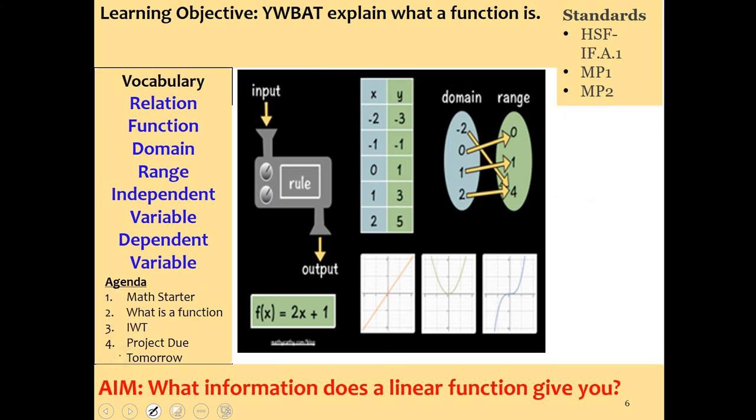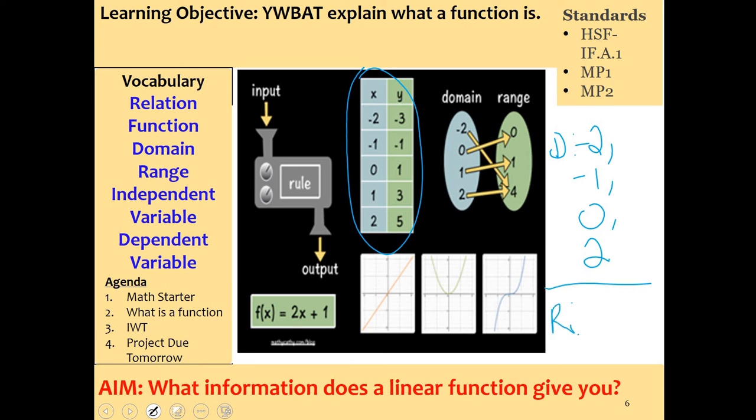All right. For example, if I have to find the domain and range of this table, when I'm looking at the domain, I say domain is, and I list out all the numbers on the x for this table right here. So I write -2, -1, 0, and 2. And then for range, I just write out all the y's: -3, -1, 1, 3, and 5.